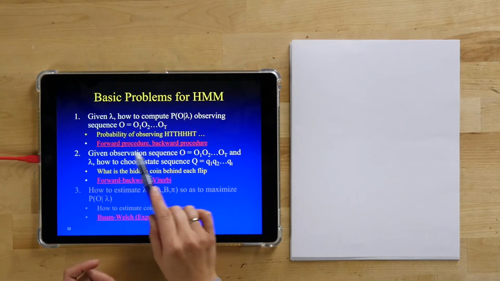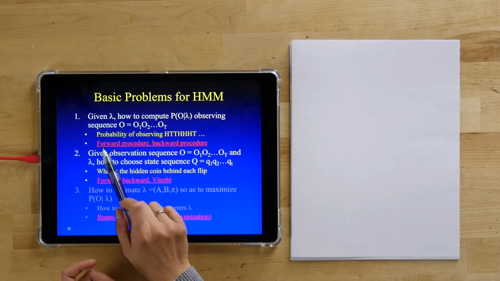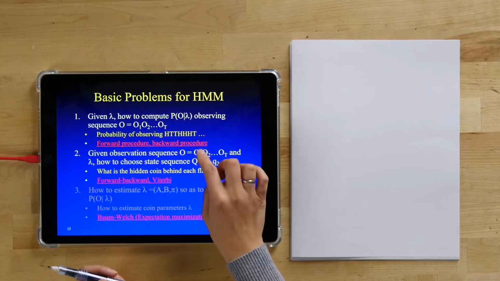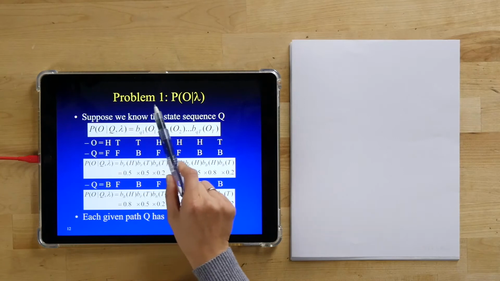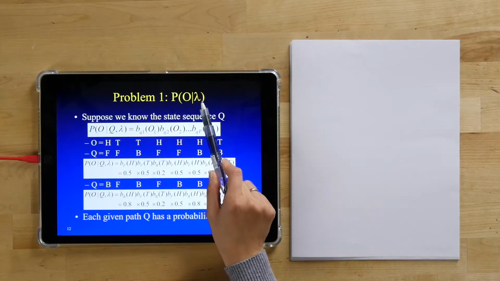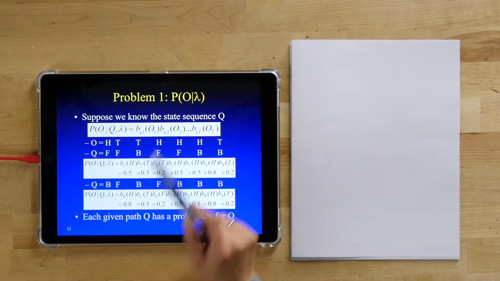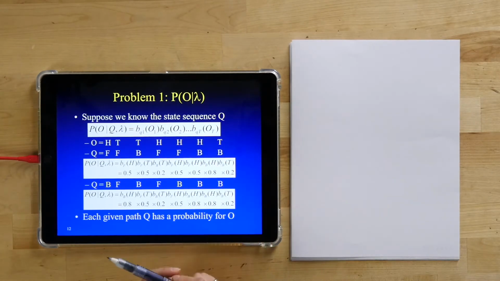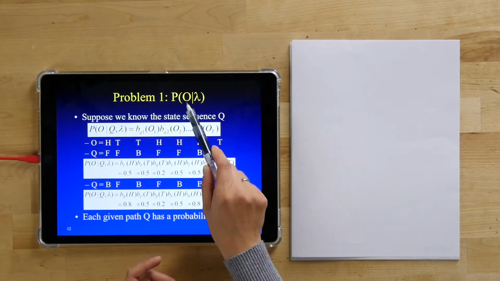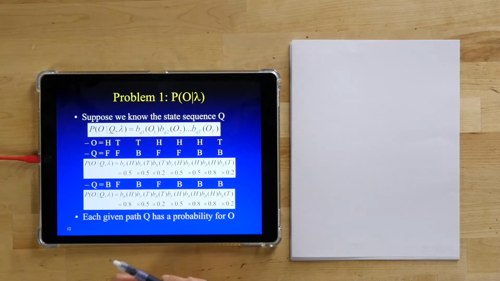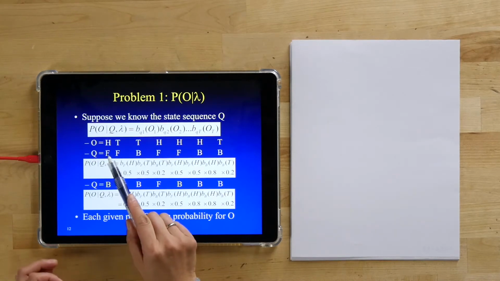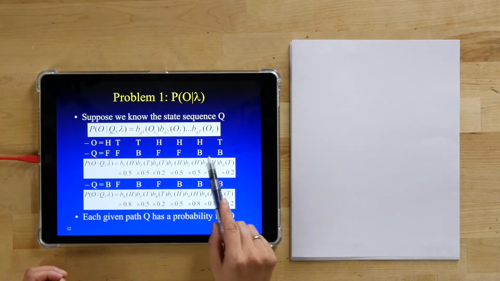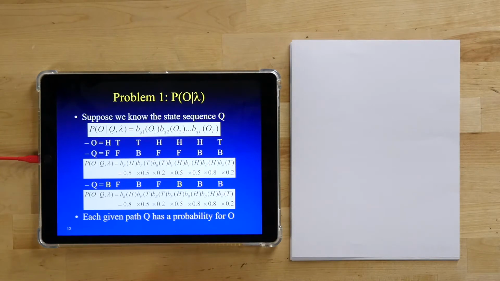To answer this question, there are a number of algorithms that have been developed. One is this forward procedure, the other is the backward procedure. So let's explain that. This first problem is, we know the hidden Markov model parameters. We also want to ask, what is the probability of seeing these coin flips? So this is the string of coin flips. Supposedly, we say, okay, if we know the coins that are used to flip these coins, what is that probability?